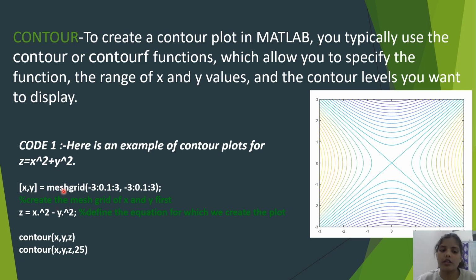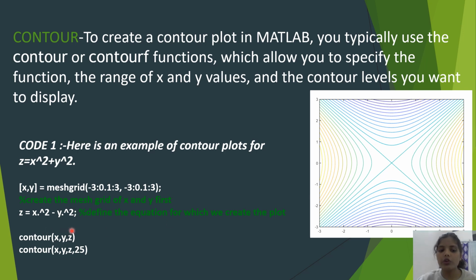So we first declare the meshgrid of x and y, and the range of x is -3 to 3 with the step size 0.1, and same with y, the range of y is also from -3 to 3 with the step size of 0.1. And then after declaring the meshgrid, we define the function which we want to plot. So the equation is z equals x square minus y square, and then after defining this we put a command, that is contour(x,y,z), and this command is used to display a graph like this.